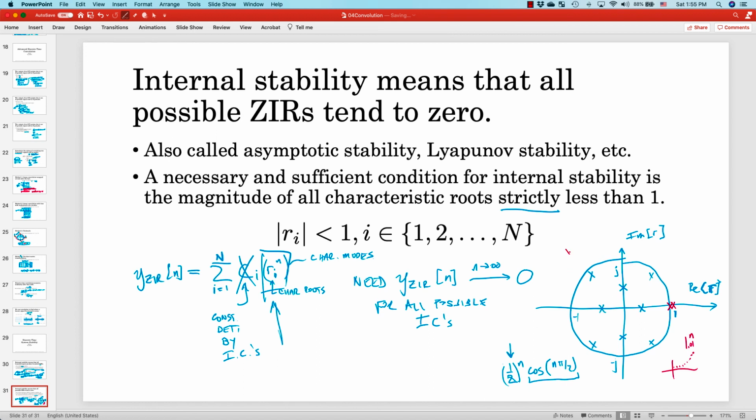And when you have any roots of the characteristic equation outside of the unit circle, these correspond to internally unstable systems.